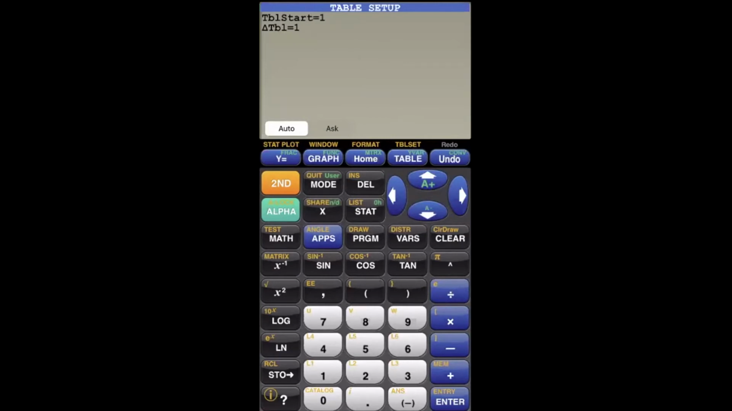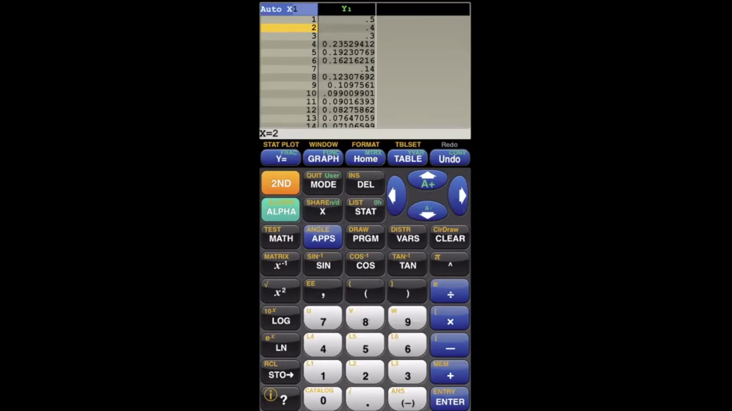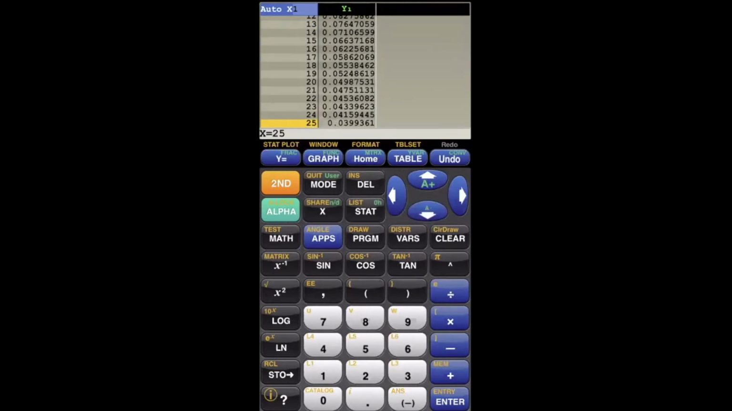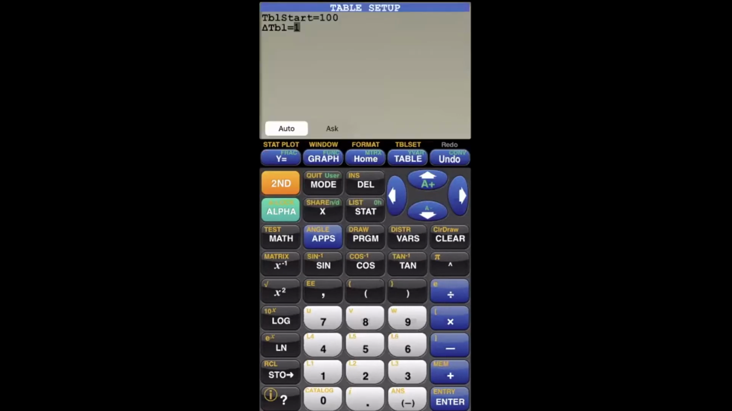All right, so now let's look at the table. We're looking under Y1 to see when this goes below 0.001. Yeah, that might take a little while. It doesn't even go below 0.01 until you get to just 100 terms. All right, so let's go back to table settings and try making the increment 100.